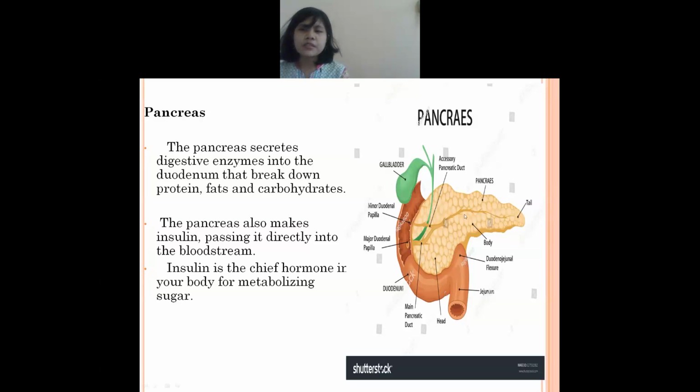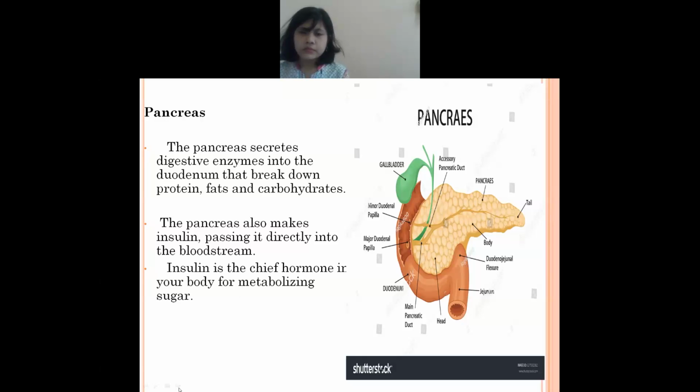The first one is that. Okay, the second one, the pancreas also makes insulin. So this pancreas also secretes insulin. So what is this insulin? This insulin helps in metabolizing sugar, means balancing your sugar level. Okay, this insulin helps you in balancing the sugar level. They produce it, they make it.